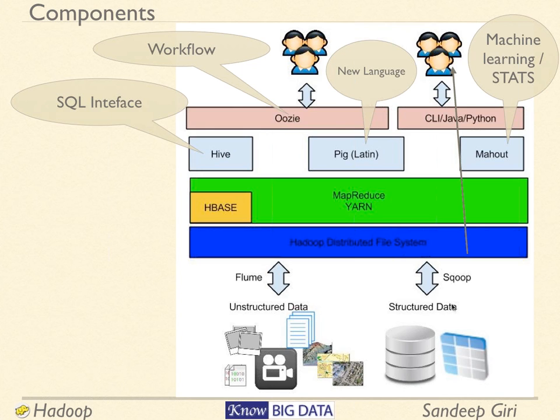You don't have to write map and reduce only. There are other ways of solving the problems also. So that is why they divided the MapReduce into two parts. And that is what the YARN architecture is. Okay, I hope I am able to clear it.